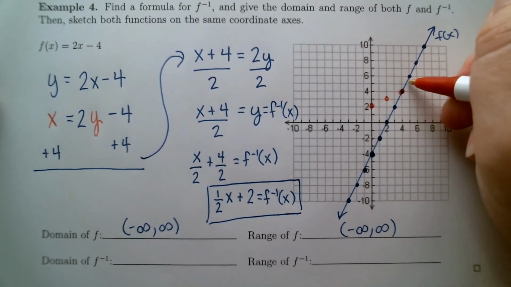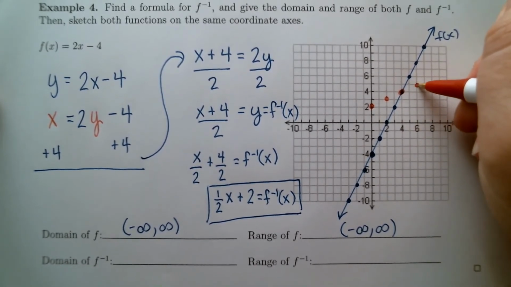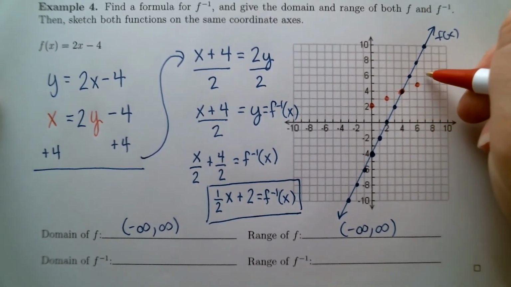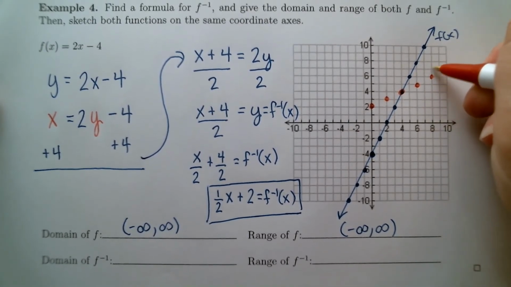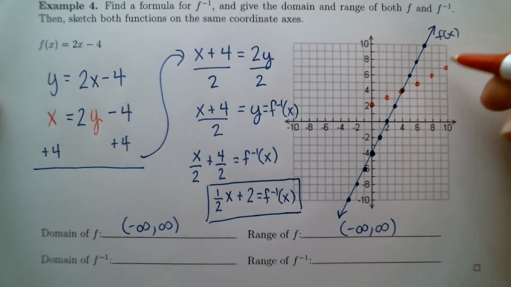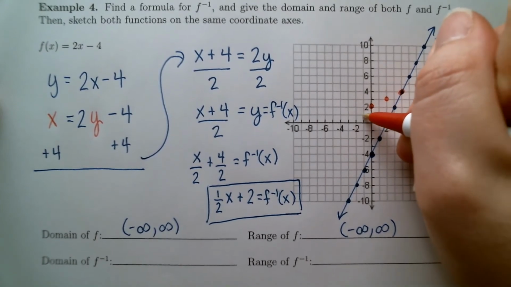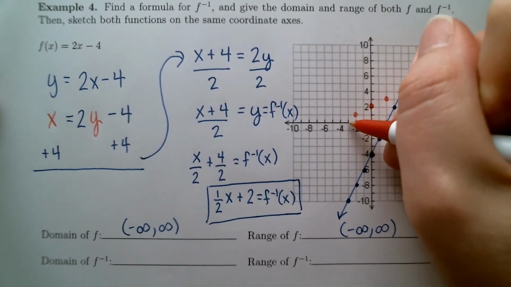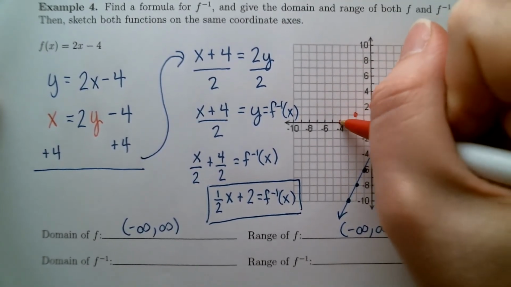Up 1, right 2, and I'm just going to fill out the grid just like I did for the other one. Up 1, right 2, and so on. And then in this direction, I'm going to go down 1, left 2, down 1, left 2, and so on. I'm just going to fill it out.